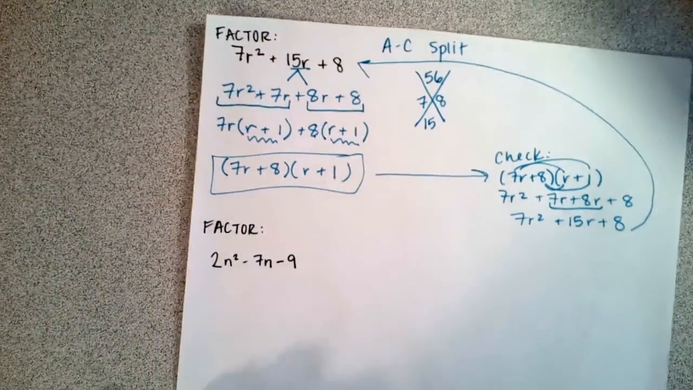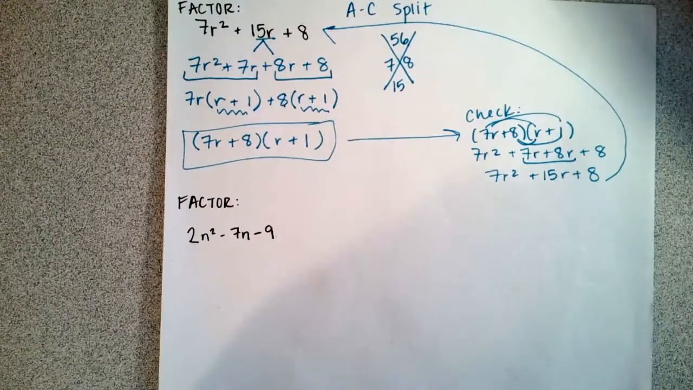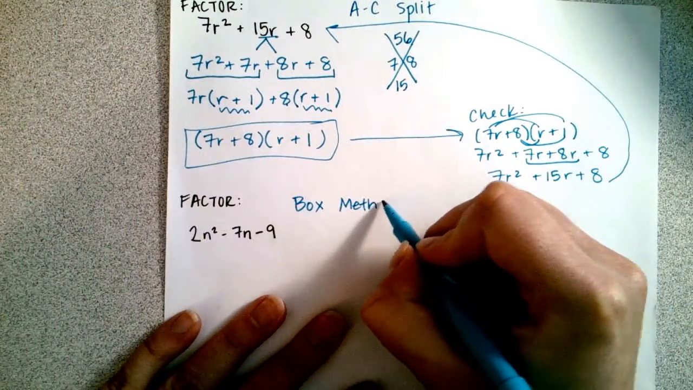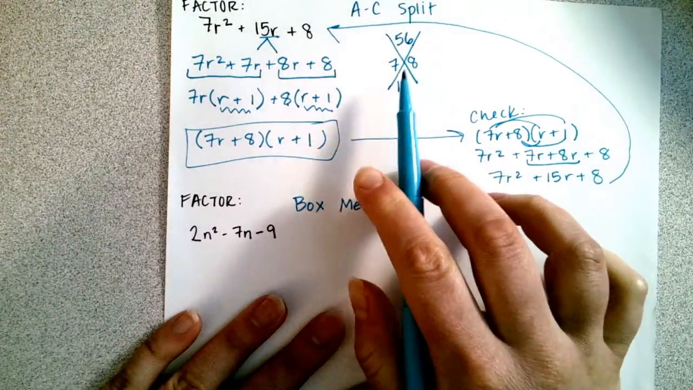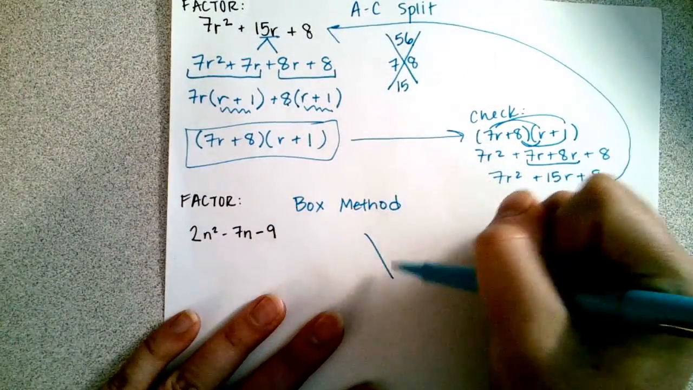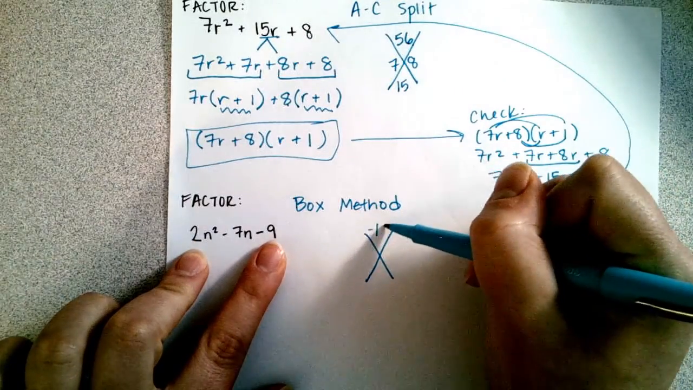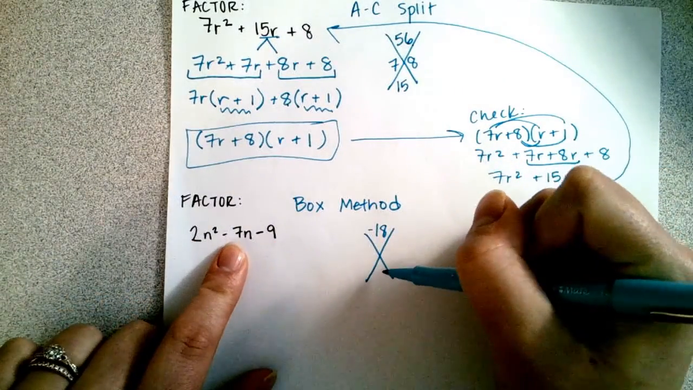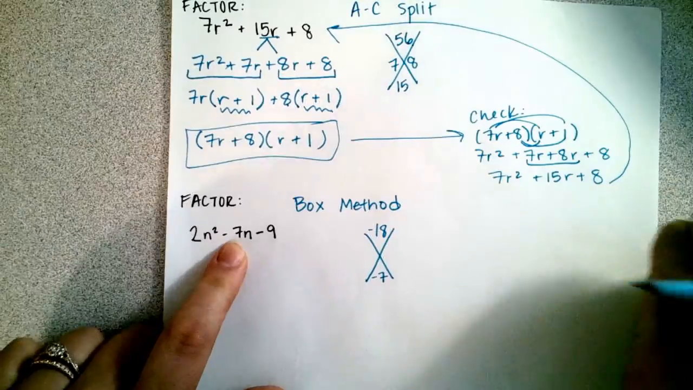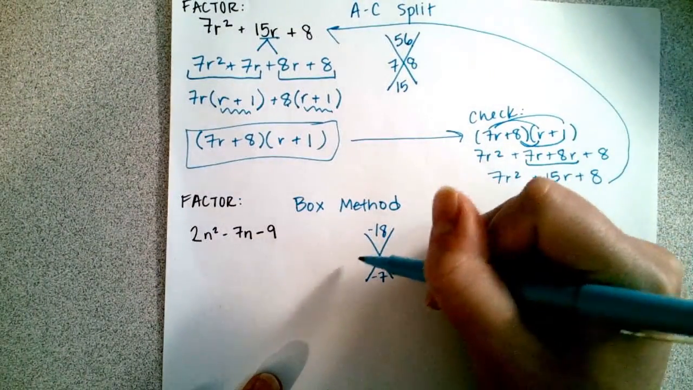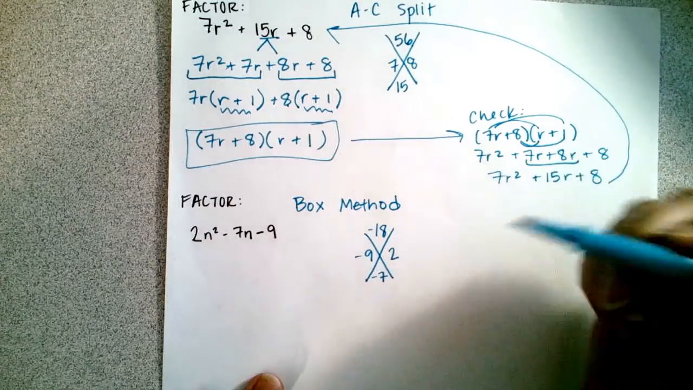Okay. Our other method is the box method. It starts the same way as the AC split does by making an X puzzle. And again, you multiply A times C. So in this problem, it's negative 18. And you put the B value on the bottom, negative 7. Factors of negative 18 that add up to negative 7 are negative 9 and 2.